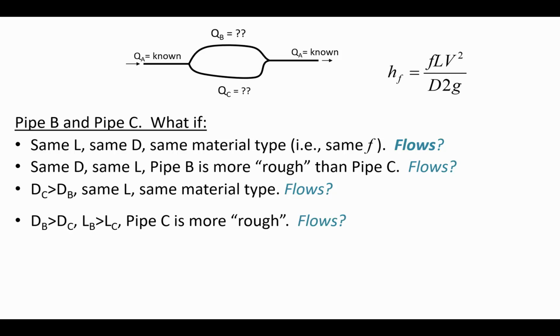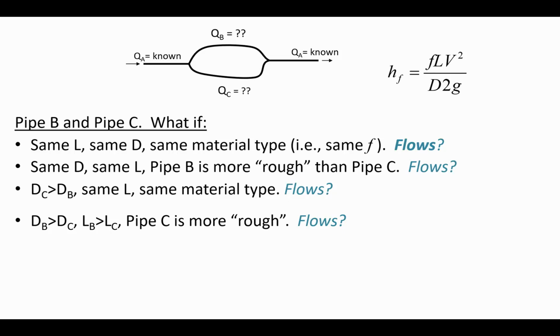Okay, now what about this one? The diameter of pipe B is bigger, so that would mean maybe pipe B gets more flow. But the length of pipe B is longer, which would mean it's going to get less flow. And now pipe C is more rough, whereas pipe B would be relatively smooth. Now what's going to be the flow distribution?